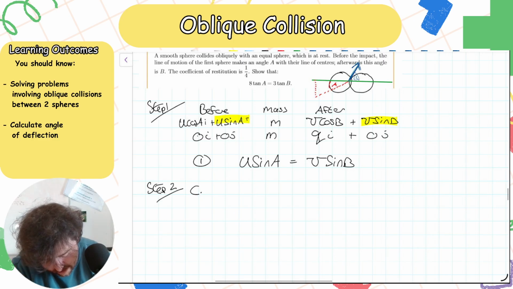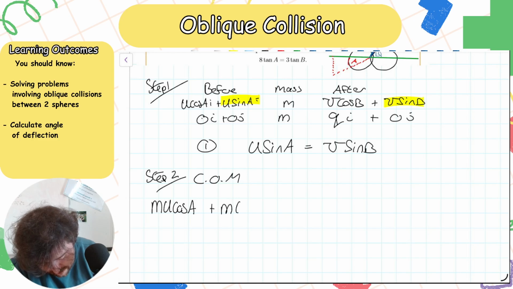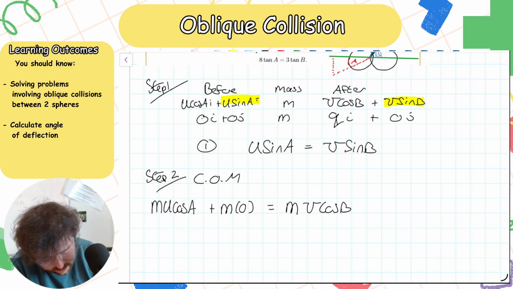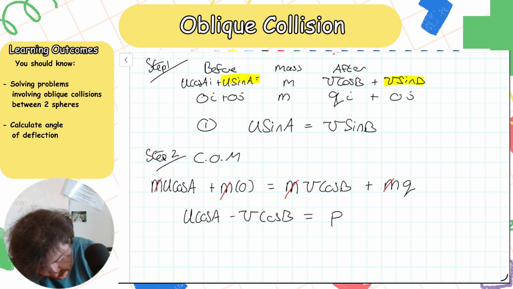Step 2, conservation of momentum. Remember, only on the y-axis. So it's m u cosine A plus m times 0 is equal to m v cosine B plus m q. Cancel out the m's. Then I'm left with u cosine A minus v cosine B is equal to q. That seems like an equation I can use.